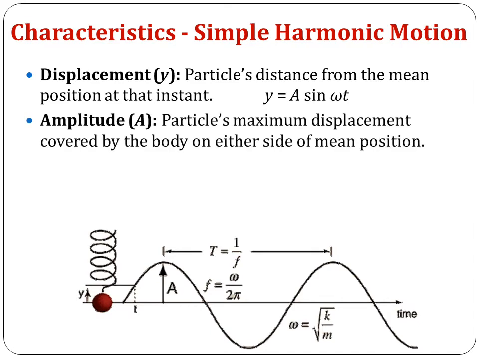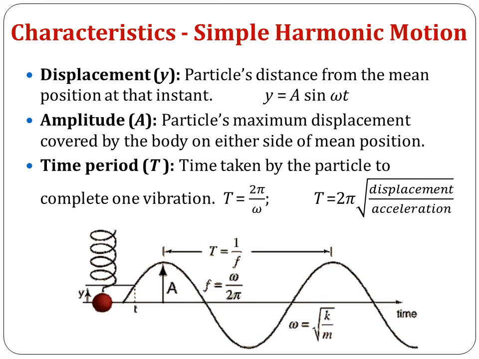Next is the amplitude. It is denoted by capital A and it is the particle's maximum displacement covered by the body on either side of the mean position. The maximum amplitude is given here in the diagram.